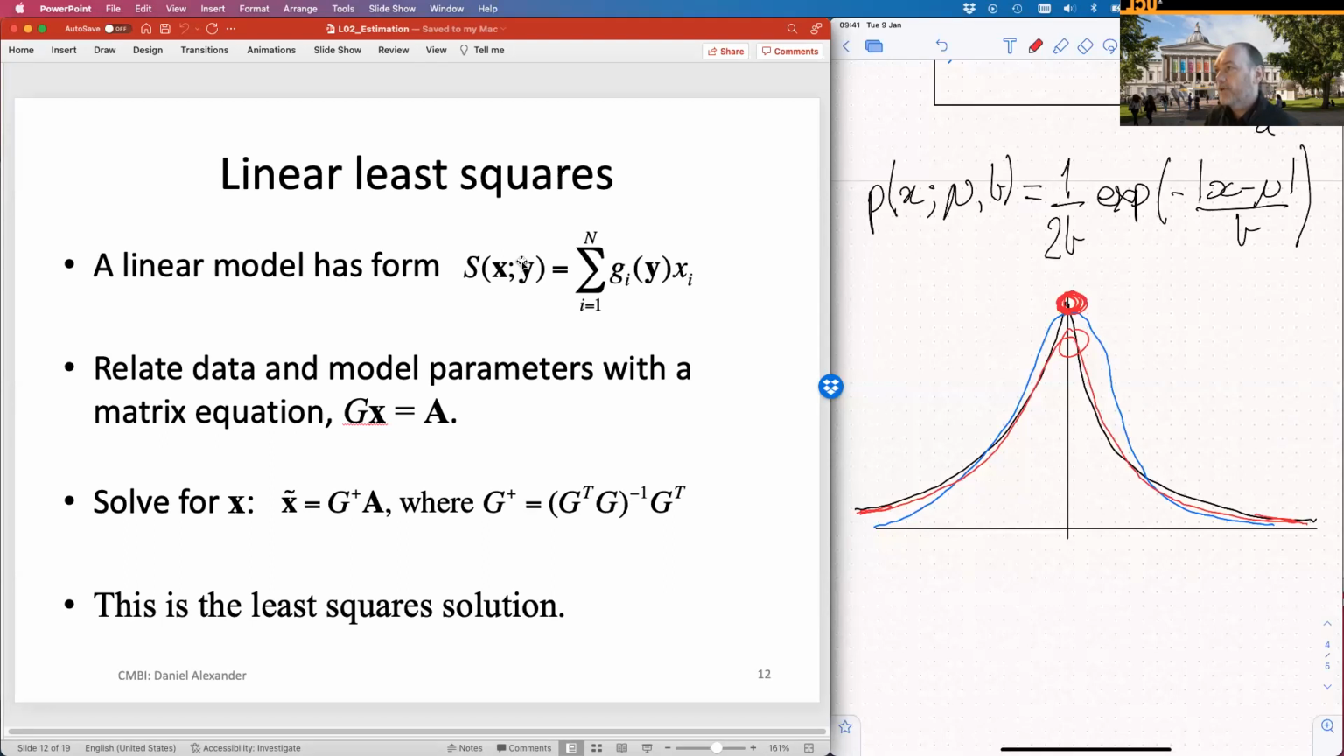So we'll start thinking first of all about linear models and linear least squares. First of all, what do we mean by a linear model? A linear model has the form written here. It expresses the signal for some combination of parameters x and device settings y as a linear combination of the unknown parameters x. The coefficients of those parameters in this linear combination are some function of these device settings y.